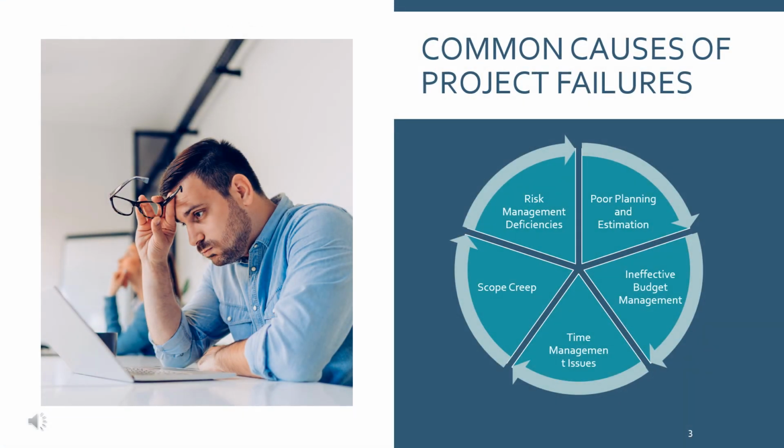Project failures often result from a combination of factors, many of which can be anticipated and managed with proper planning. The most common causes of project failure include poor planning and estimation, ineffective budget management, time management issues, scope creep, and inadequate risk management. Each of these factors presents unique challenges that can derail a project if not properly addressed. Understanding these causes is the first step toward developing strategies to prevent failure. By identifying these issues early, project managers can take proactive measures to keep their projects on track.